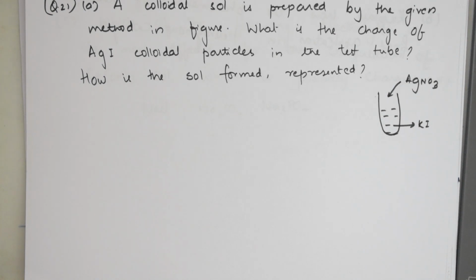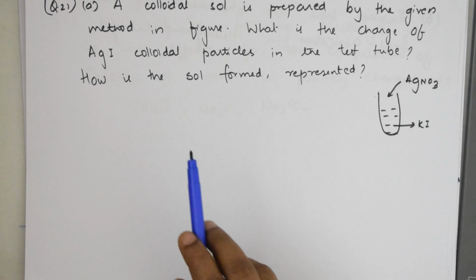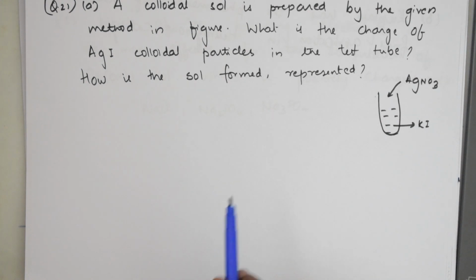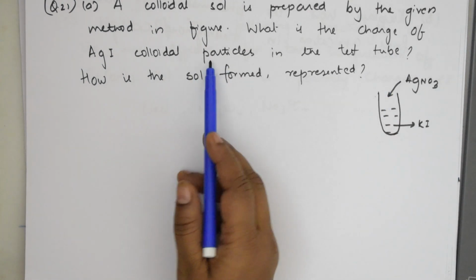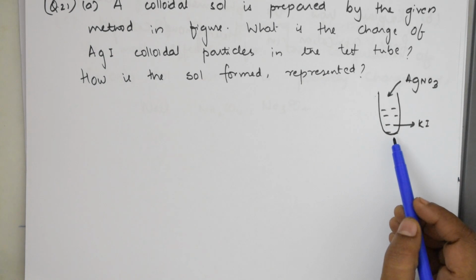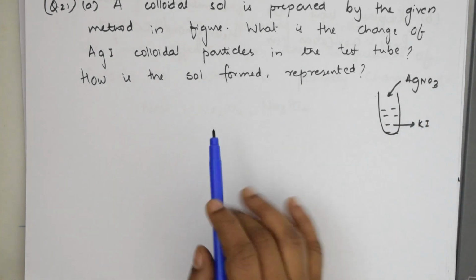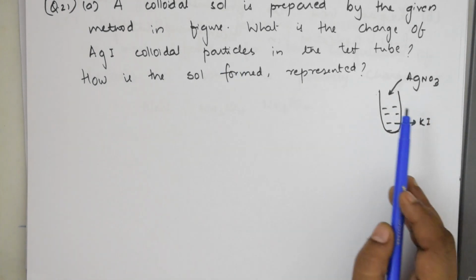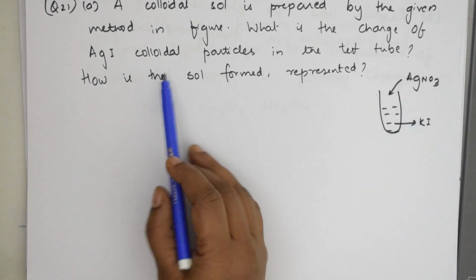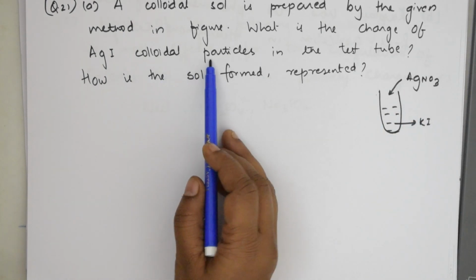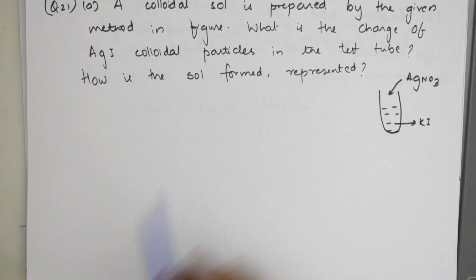Let's read the question. They said a colloidal sol is prepared by the given method in the figure. This sol is prepared by adding silver nitrate to KI. What is the charge of the silver iodide colloidal particles in the test tube? How is the sol formed represented? I have to show the sol form which is represented.